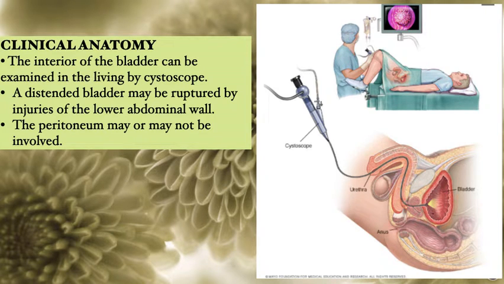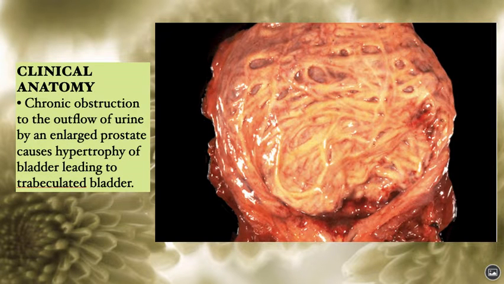Now, clinical anatomy. The interior of the bladder can be examined in the living by the cystoscope. A distended bladder may be ruptured by injuries to the lower abdominal wall. The peritoneum may or may not be involved. Now, this is your hypertrophy, the trabeculae muscle. The cause is chronic obstruction to the outflow of urine by an enlarged prostate gland.